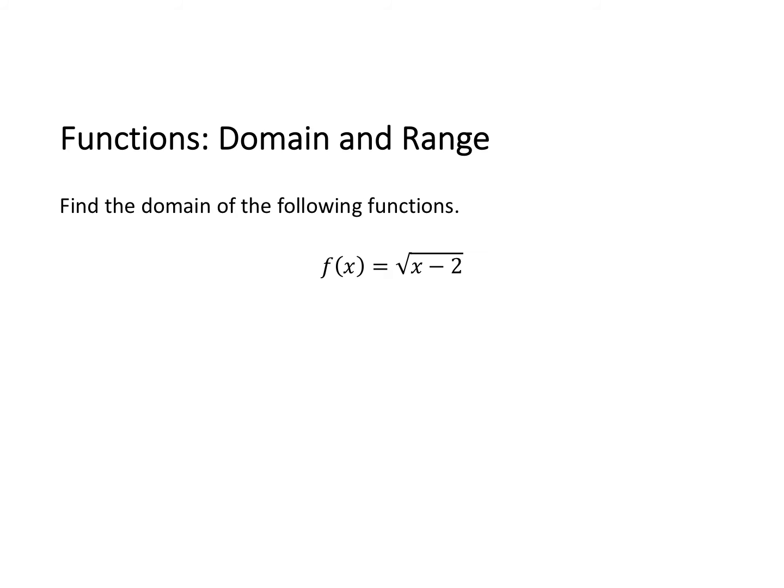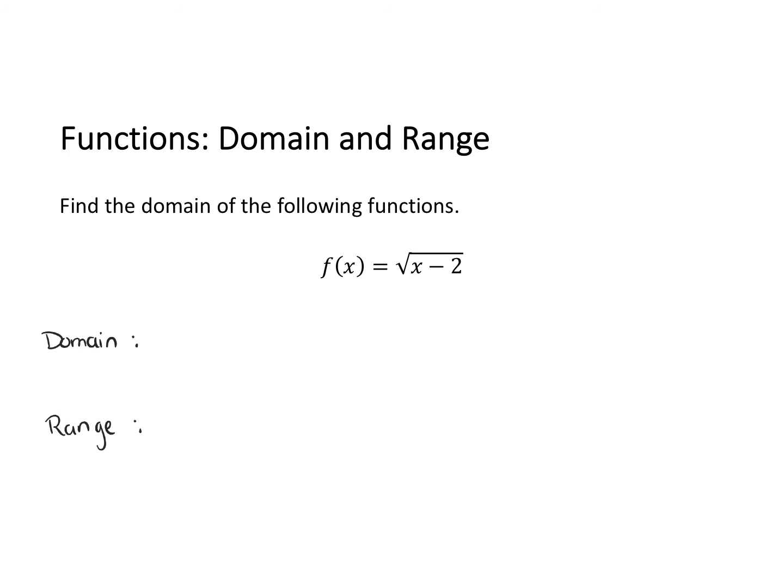Let's take a look at another example where we want to find the domain and the range of a function, and we have the equation for the function. So here, the function is the square root of x minus 2. So the domain is the set of all the input values, so all the x values that make this function exist, and then the range is all the corresponding output values for those input values.